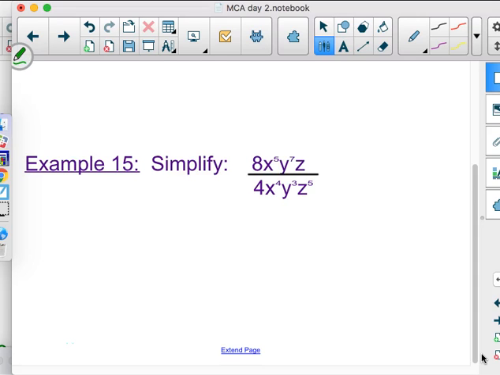Keep in mind, when you're simplifying things with algebra, there should only be a variable on the top or on the bottom. There should never be both anymore because you can cancel things out if it's in both the top and the bottom.